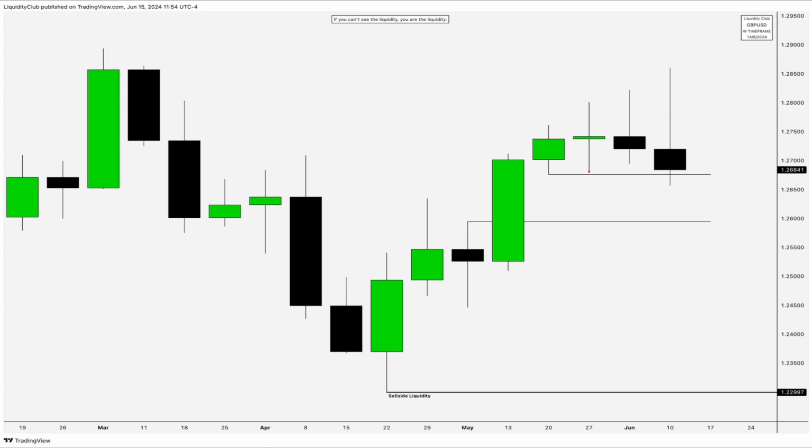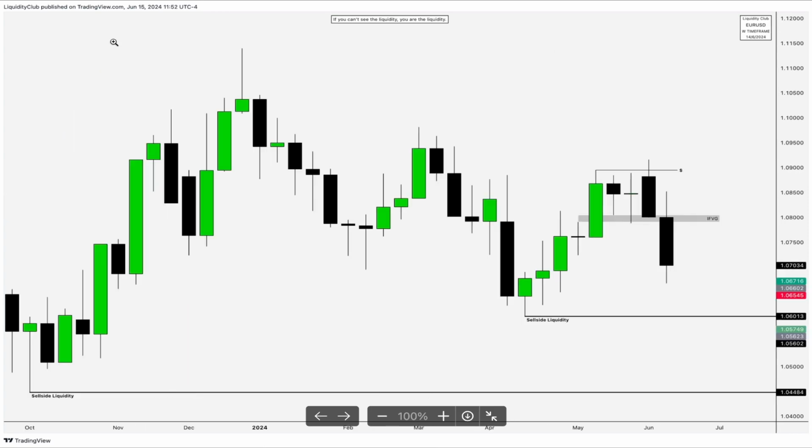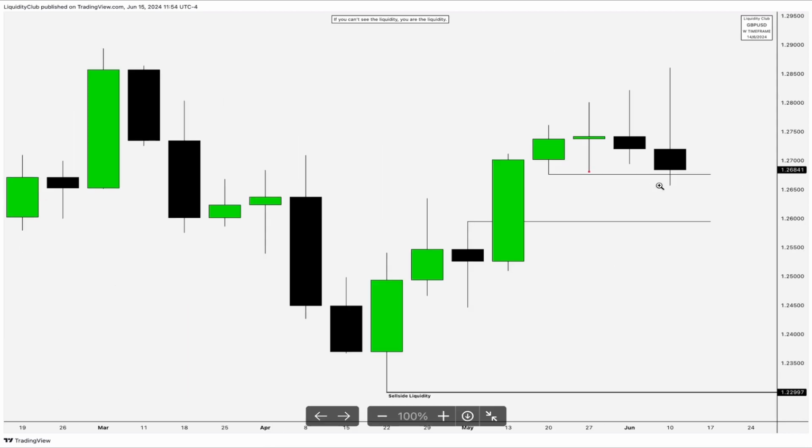Going to GBPUSD, also known as the cable. Here I'm viewing the weekly time frame chart. As you can see, GBPUSD failed to take out this high. EURUSD also failed to take out this high, but it is more of a profound market structure here on EURUSD when compared to GBPUSD.